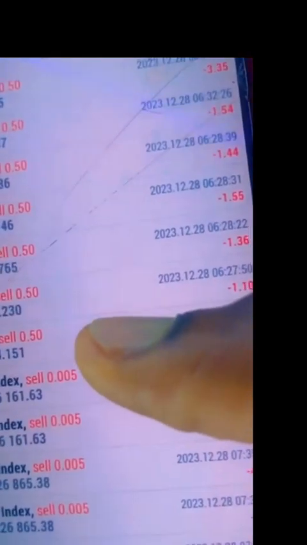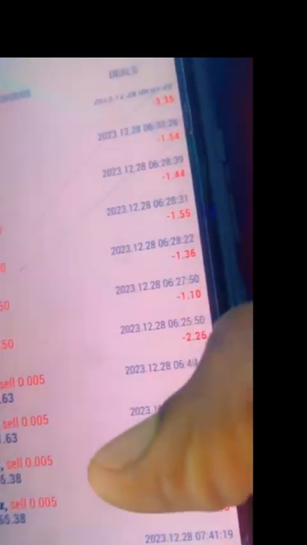So I actually have to manage my risks, look at the kind of losses I was having and compare it to my wins. Okay, this is the time I withdrew the $50.